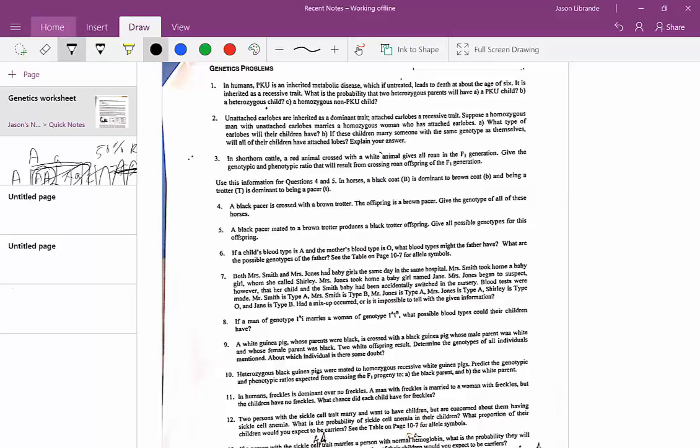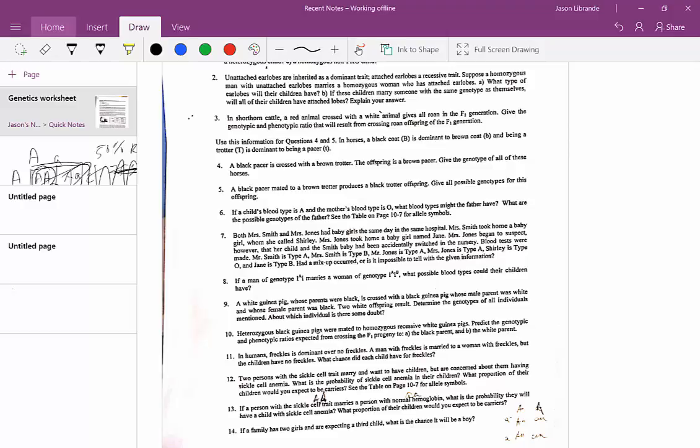Okay, so question 7. This looks like a long one. Both Miss Smith and Mr. Jones had a baby girl the same day in the hospital. Miss Smith took the baby home, which is called Shirley. Essentially, they have a switched baby. So Mr. Smith is type A, Miss Smith is type B. Mr. Jones is type A, and Miss Jones is type A, Shirley is type O.